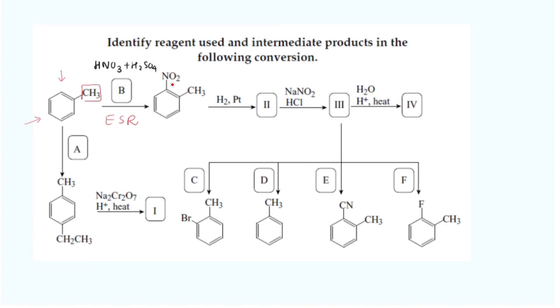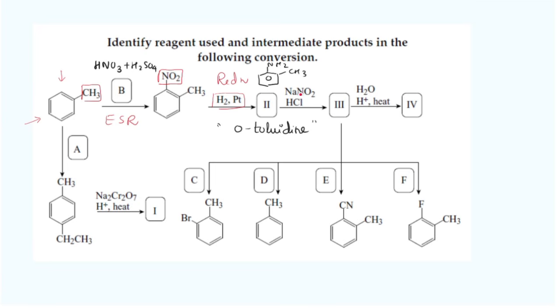The formed orthonitrotoluene is treated with hydrogen platinum. What is this? This is a catalytic reduction. And which group will undergo reduction? The nitro group. So what will be the structure of the product 2? The NO2 will get reduced to NH2, called as orthotoluidine. You should know the common names of such molecules. So orthotoluidine is nothing but orthomethyl aniline molecule.